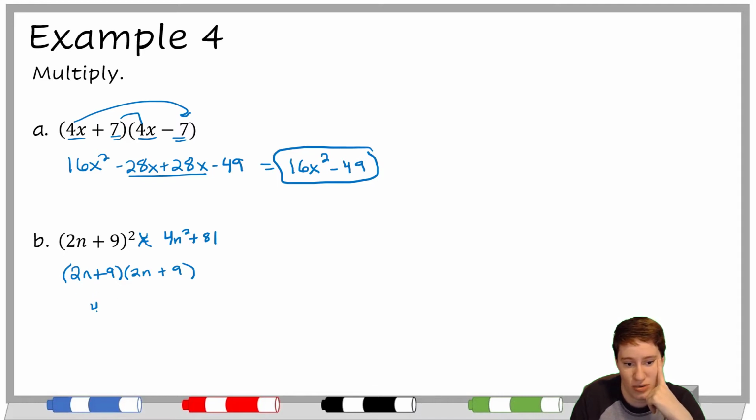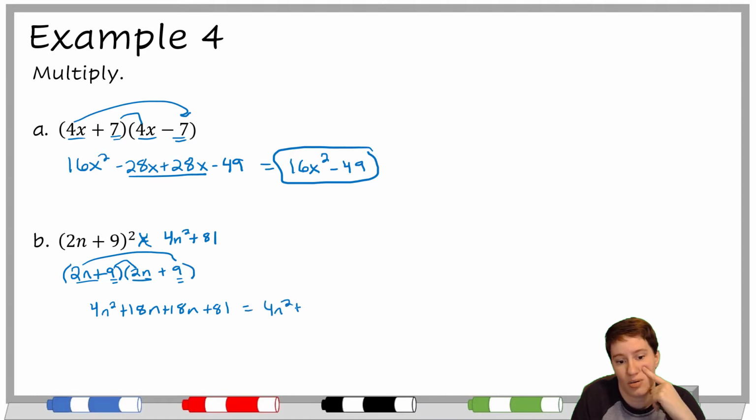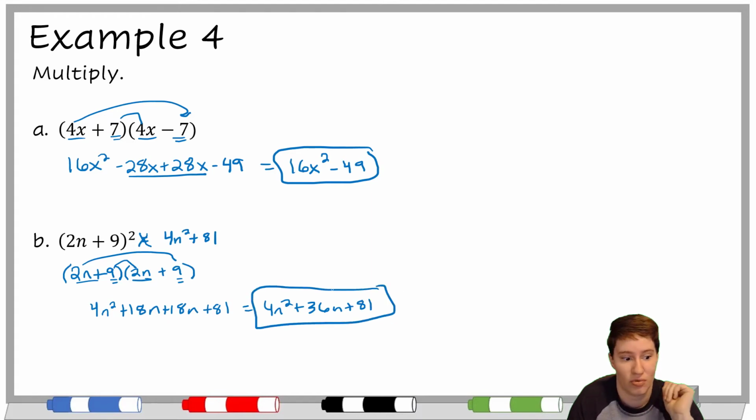So 2n times 2n is 4n squared. 2n times 9 is 18n. 9 times 2n is 18n. And then 9 times 9 is 81. So that's going to give us 4n squared plus 36n plus 81. So that's the middle term we didn't know about before. Now we know.